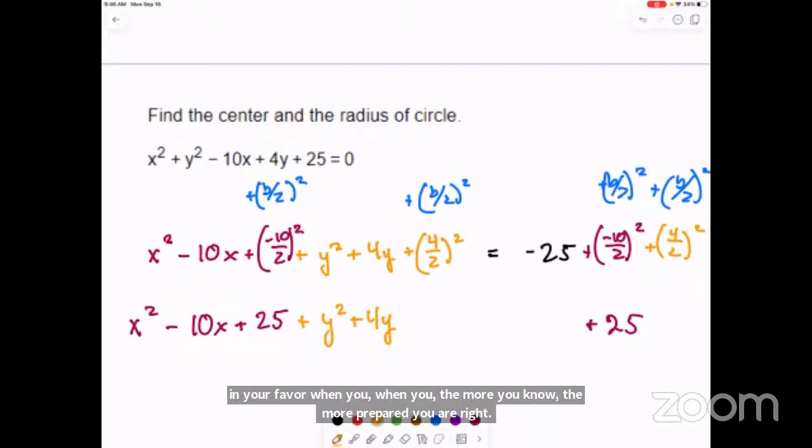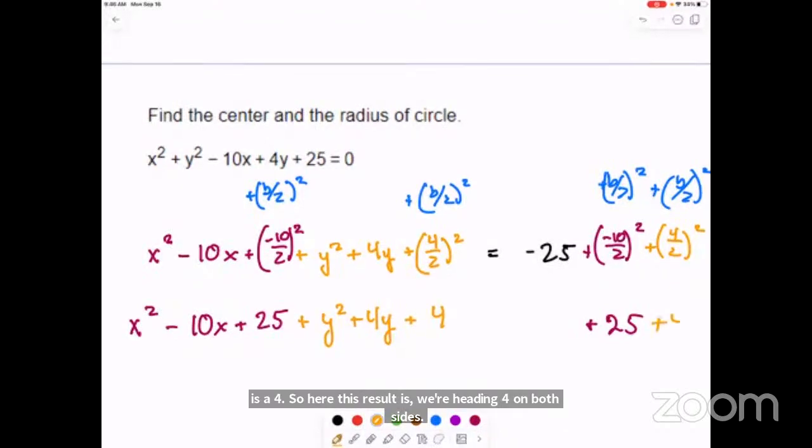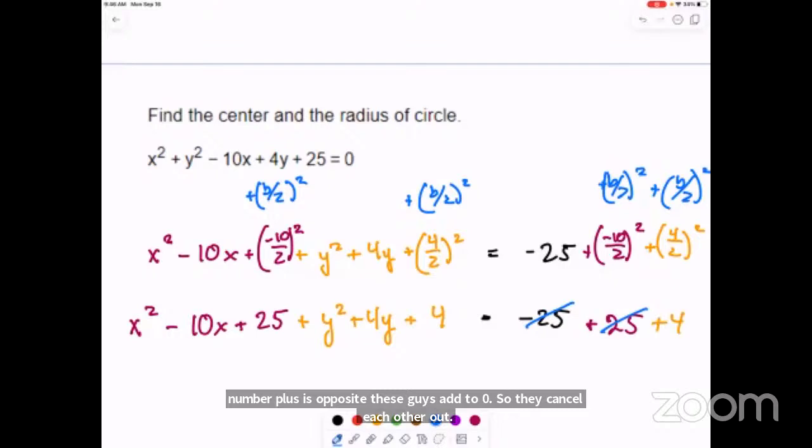4 divided by 2 is 2. Squared is a 4. So here, this result is we're adding 4 on both sides. The equal sign comes down, and this comes down, right? A number plus its opposite, these guys add to 0, so they cancel each other out. The 4 persists, okay? So now we want to factor.